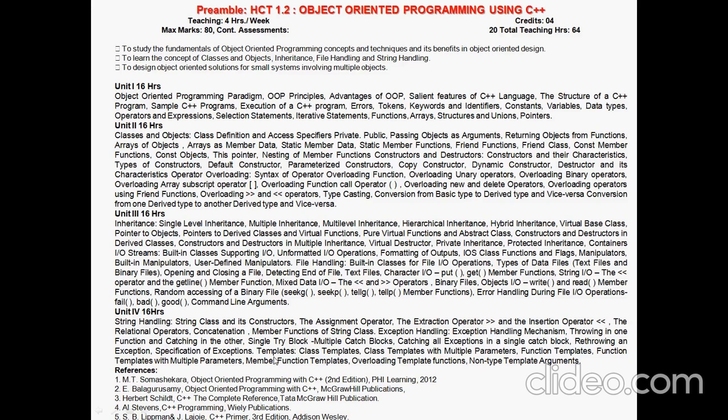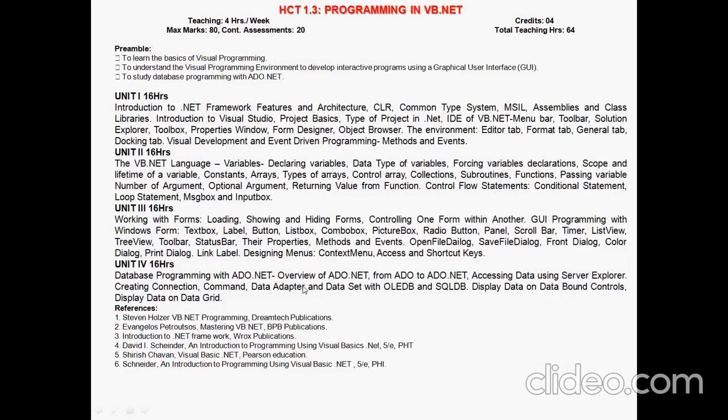The third hardcore subject is programming in VB.NET. The first unit is on introduction to the .NET framework. The second unit is about the VB.NET language. The third unit is on working with forms. The fourth unit is on database programming with ADO.NET. So these are the reference books.